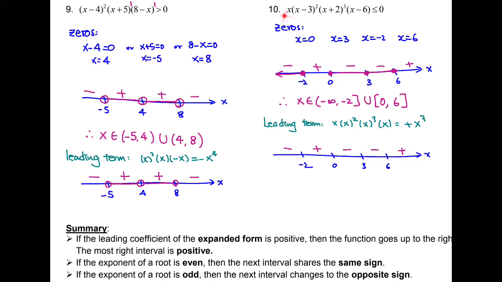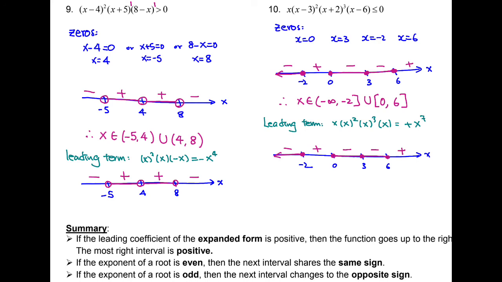Finally, we just need to go back to the inequality to check whether or not we have to include the zeros if there is an equal sign, and look at the positive negative region because less than 0, so we want negative. And then we can make our conclusion.